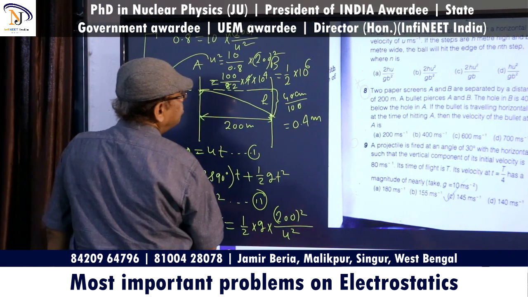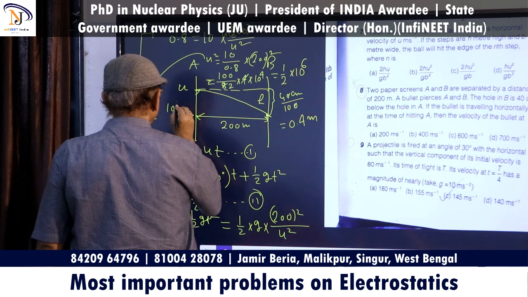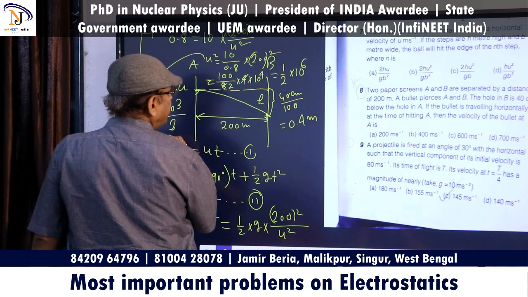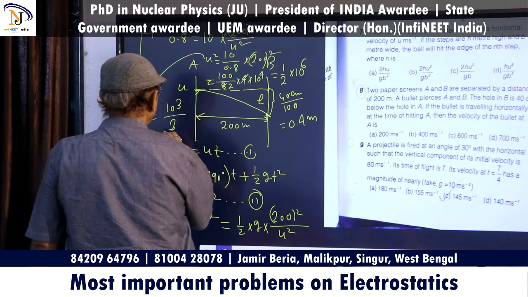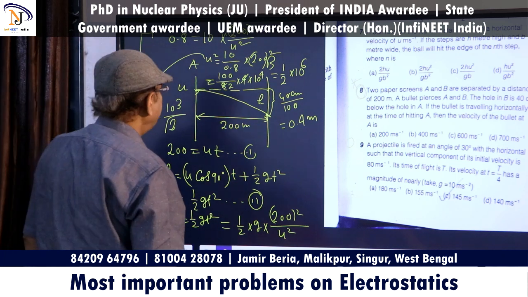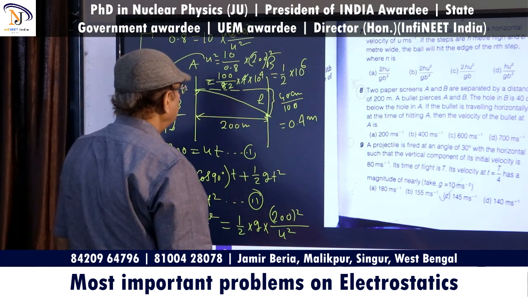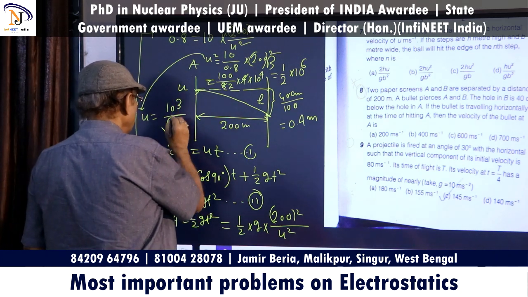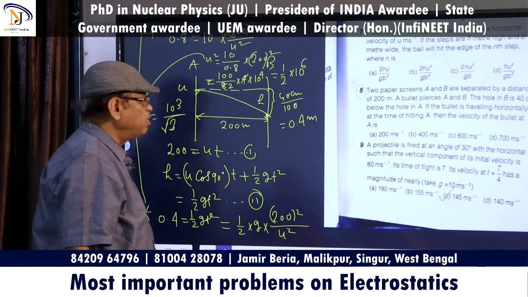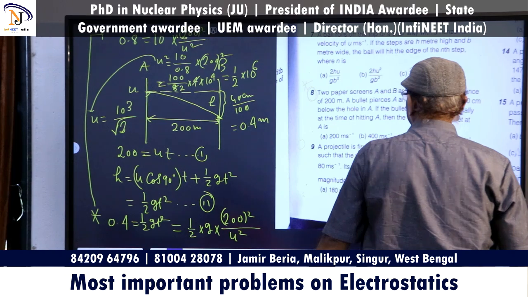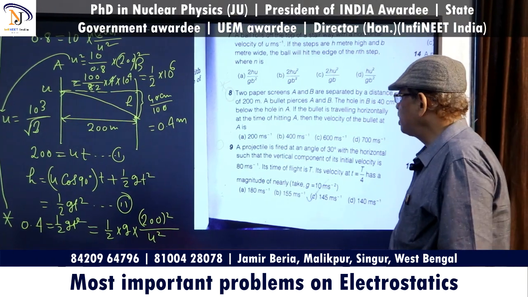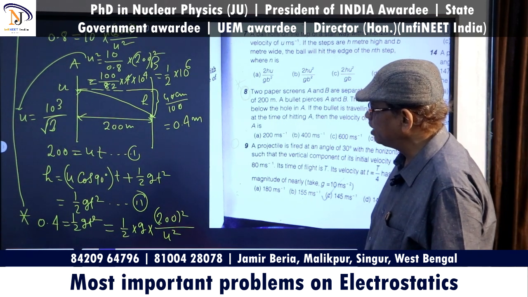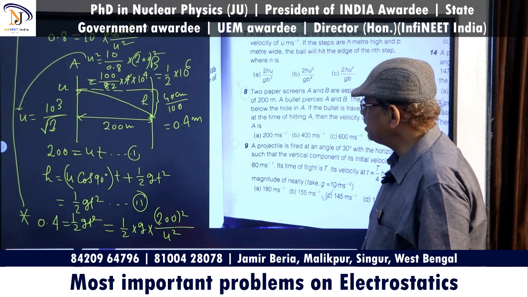U will be equal to 10 cube by root 2. Isn't it? 10 cube by root 2. And you put the value to get the result. What will be your result, the velocity of the bullet? What will root 2 be? 1.4, or 1.5. Okay. 1.5 means how much?